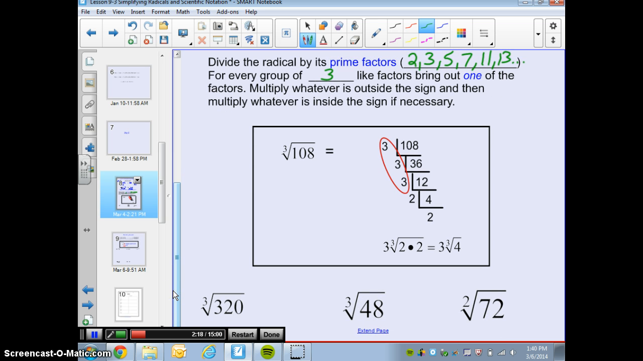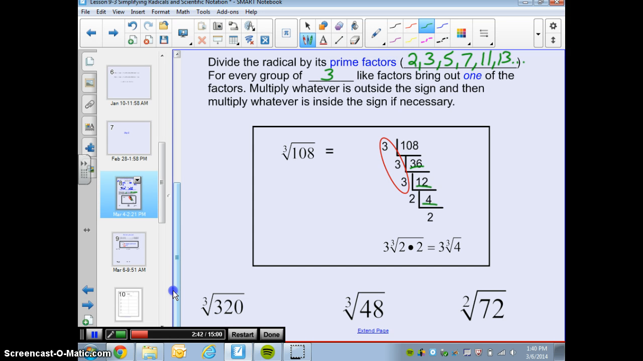So if we take a look at this first example with 108, if we're trying to get the cube root, we're going to start by dividing by prime factors. Well, I know that 108 is divisible by 3. That gives me 36. 36 divided by 3 is 12. 12 divided by 3 is 4. 4 divided by 2 is 2, and we stop there because it's a prime number.